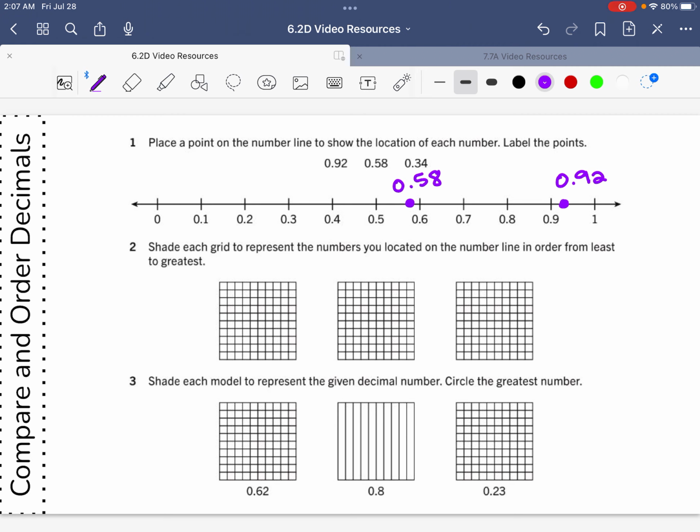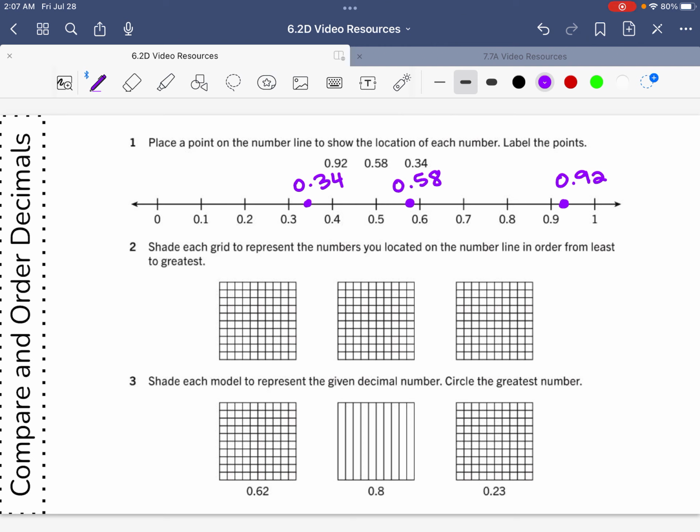And my last number, which is 34 hundredths, I know falls between 3/10 and 4/10. And it's almost in the middle because it's really close to 35 hundredths. So I'm going to go to the middle and then just move a little to the left. And then I will label that 34 hundredths.